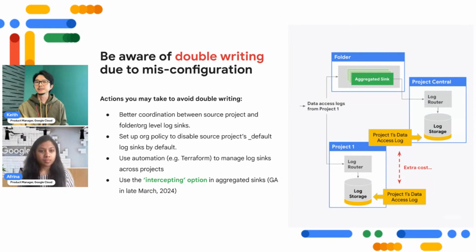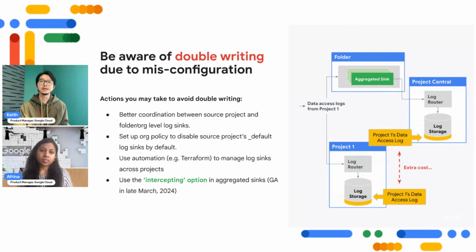The thing with aggregated sinks is that now you get two places where you can manage where the logs go, right? You can manage that at the source level, and you can also manage it at a higher-level resource, say your folder or organization. And this flexibility sometimes is very useful. Maybe there is a project owner who wants to keep certain logs, let's say application logs for troubleshooting, right there within their own project. And that's totally fine. But if there is no coordination between the project and the aggregated sinks above it, you could end up paying double for storing the same logs.